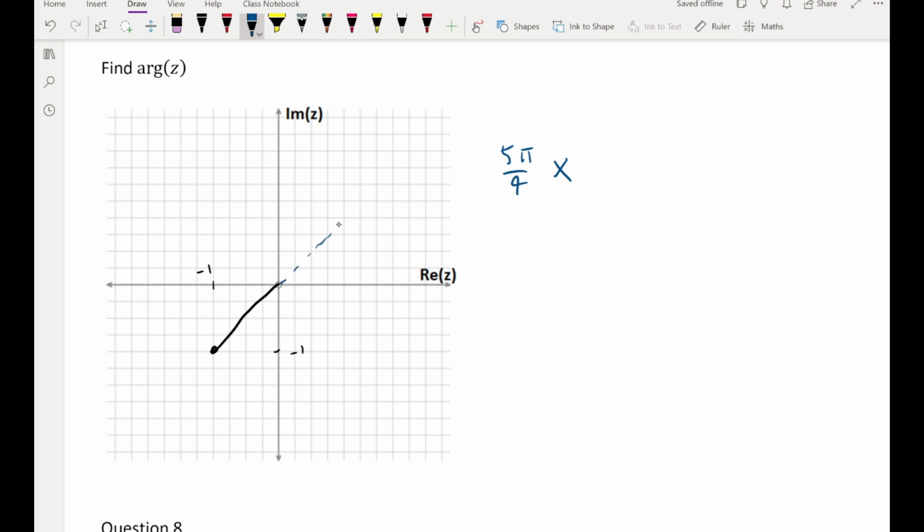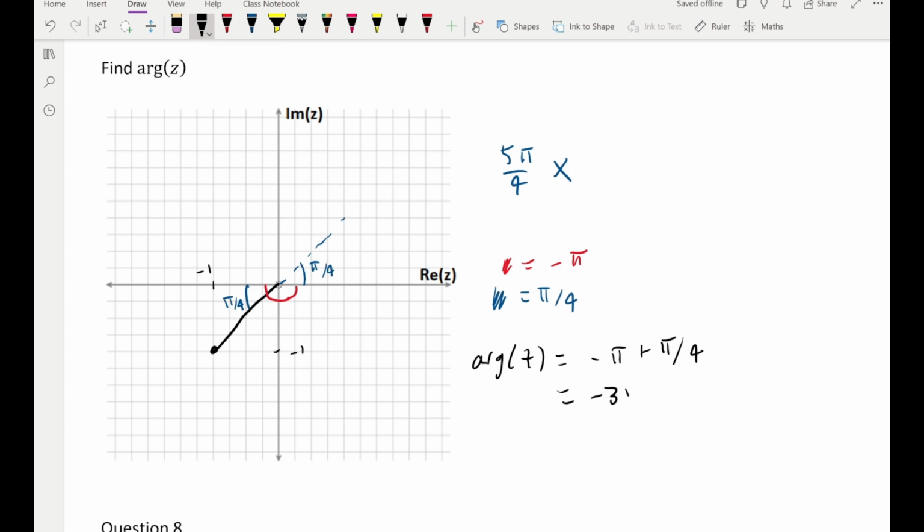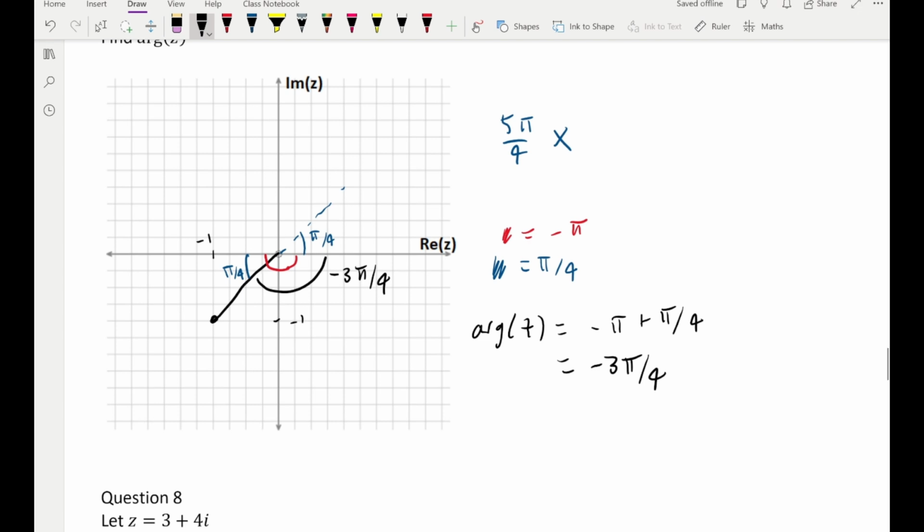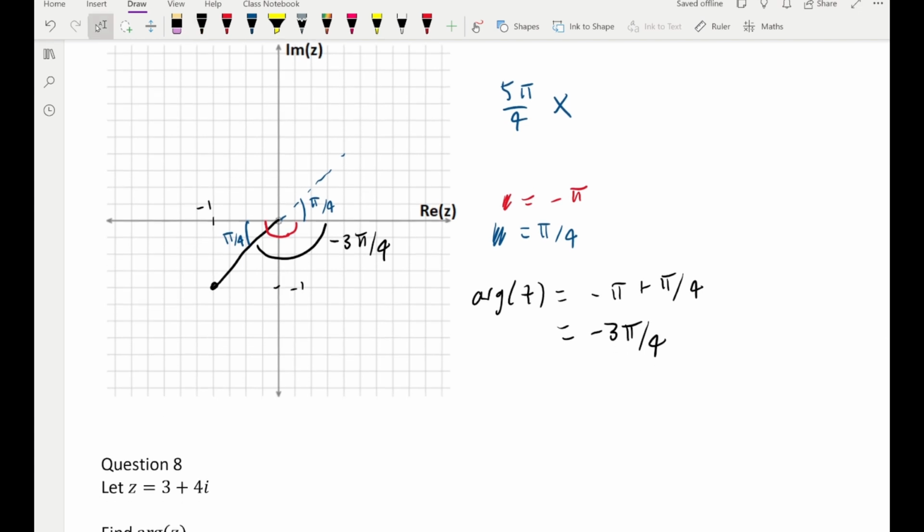So we kind of draw the equivalent angle we found before, pi over 4. And that means this angle here is pi over 4. If we go all the way out here, that red angle equals minus pi, and then the blue angle equals pi over 4. Add them together, let's see what we get. Which is going to be minus 3 pi over 4. So this black angle here is minus 3 pi over 4, and that is the argument of z. See how that's in between minus pi and pi? That's exactly what we want.